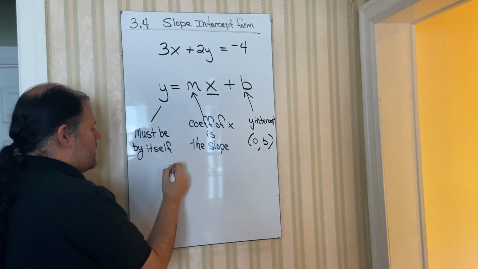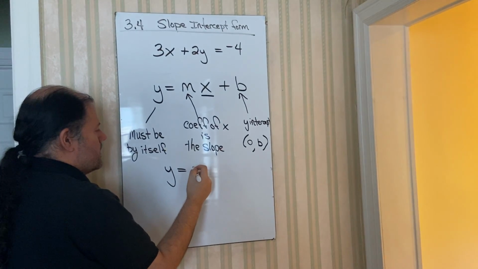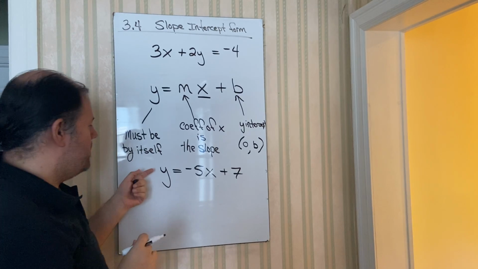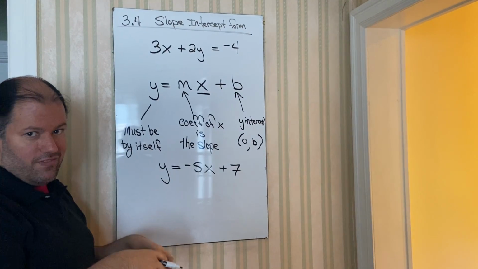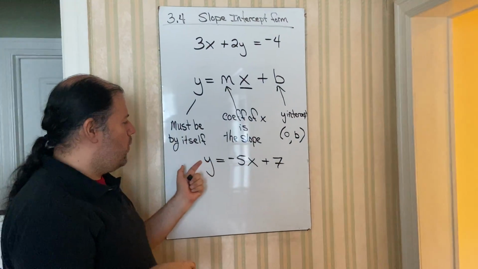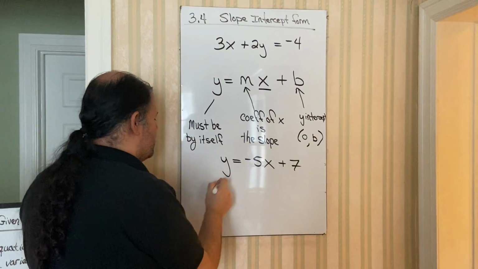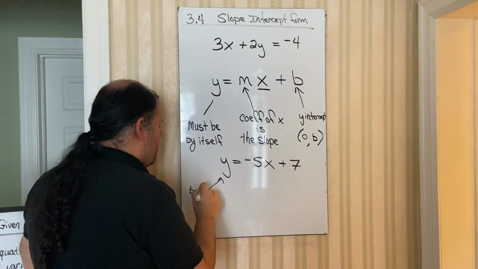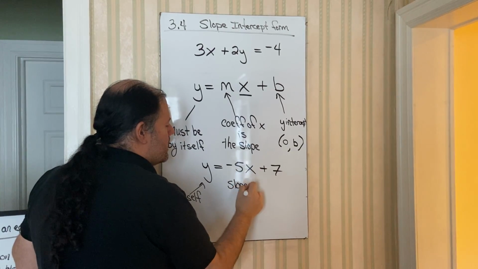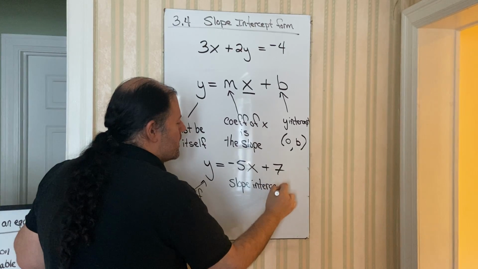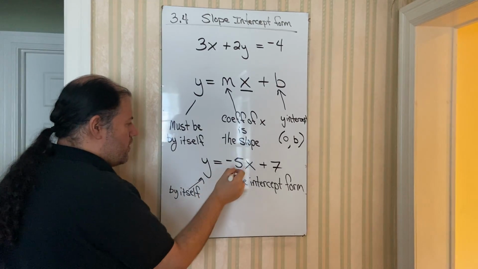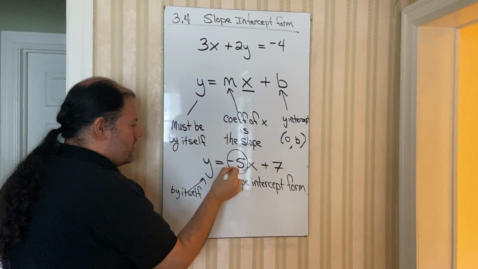So if you had an equation that looked like this, y equals negative 5x plus 7. Because y is by itself, I don't have to find 2 points to figure out the slope. I can easily say, ooh, y is by itself. That's good. This is known as slope-intercept form. When it's in slope-intercept form, you can just grab the coefficient of x. Right there, that's your slope.